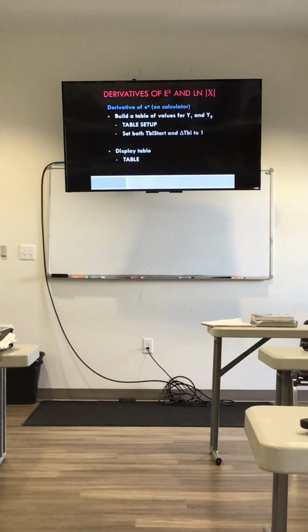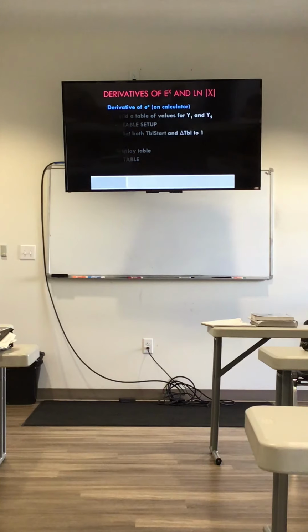What do you notice about the two tables that now we see on our screen, where the y1 was e to the x, that was the original function, and then y2 was the derivative function? What do you notice about the different numbers you see in the y1 and the y2 column? They're exactly the same.